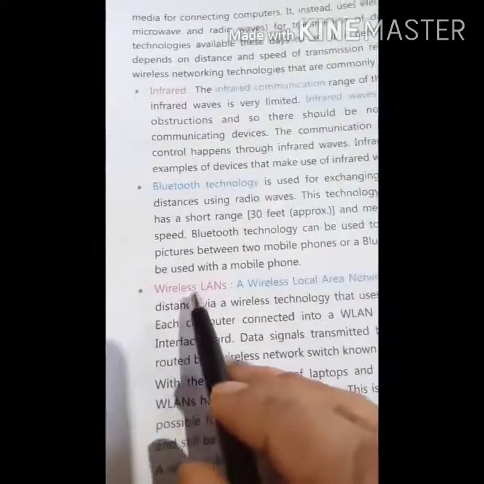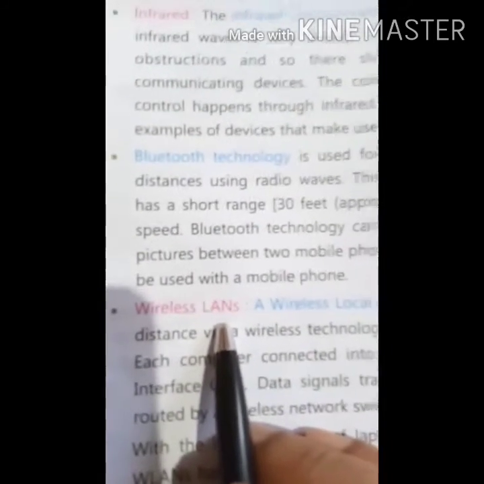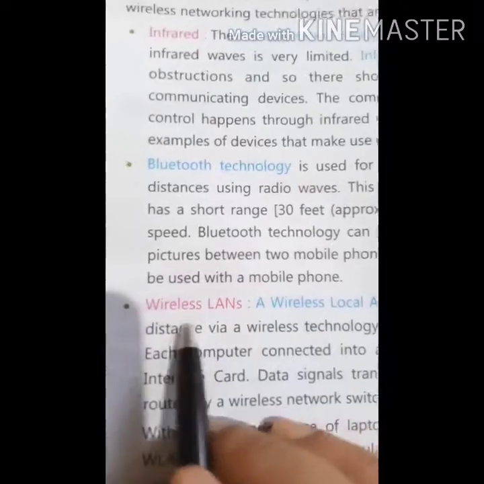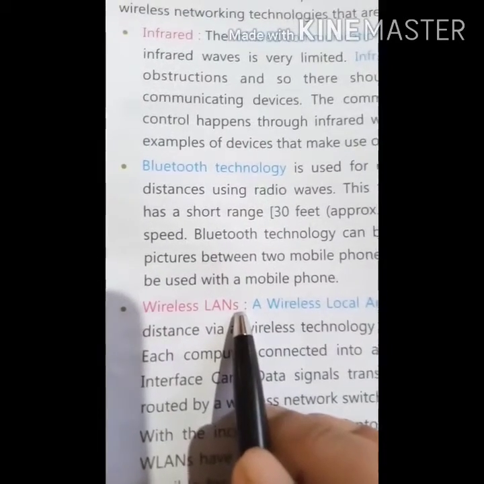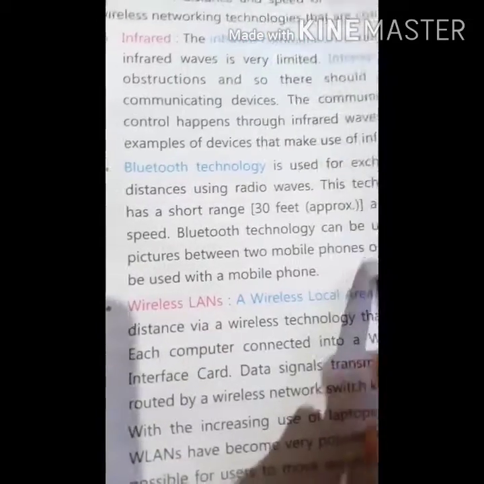Okay, next, third number, wireless LAN. We can establish a wireless local area network. This is important. And this allows you to extend your distance.